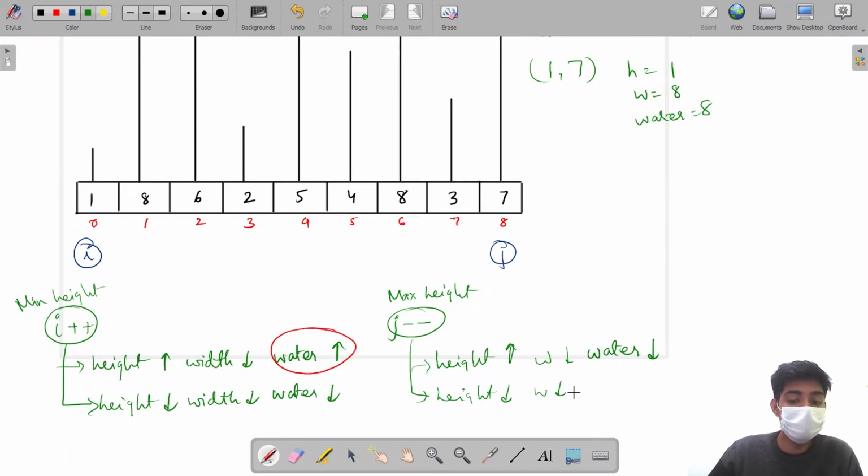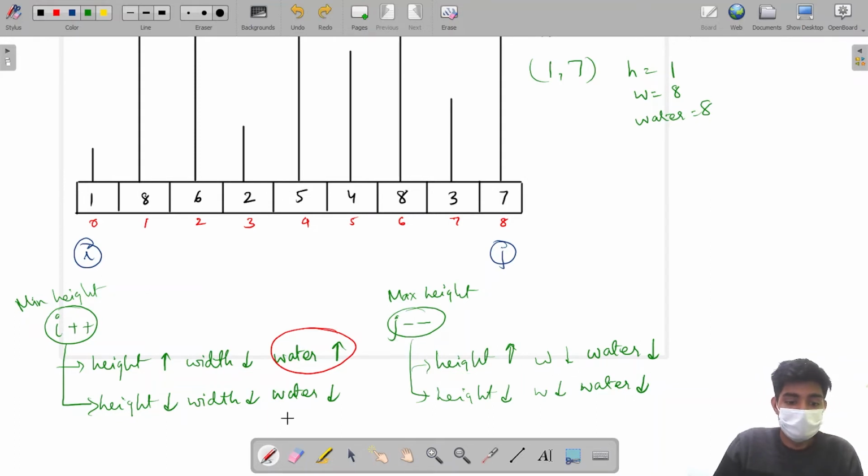And if my height decreases and width decreases, my water is also going to decrease. Now, why is this happening? Why can I say that when my height is increasing and my width is decreasing, my water is also decreasing when J is maximum, or when my height is max?